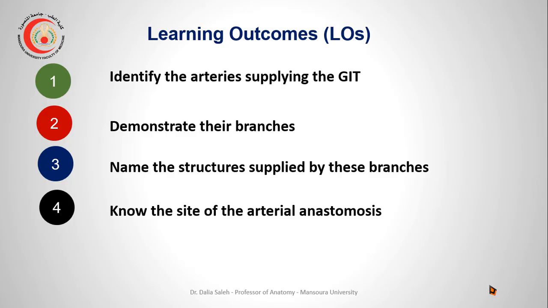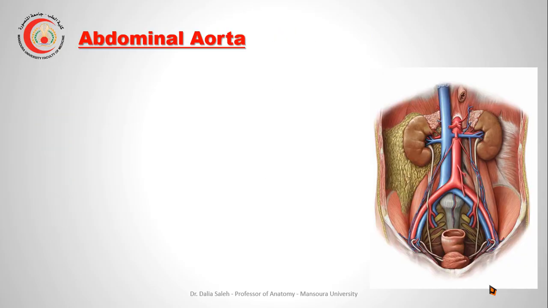The learning outcome of our lecture today will cover the following points. We will discuss and identify the arteries supplying the gastrointestinal tract, demonstrate their branches, and name the structures supplied by these branches. And finally, we will talk a little bit about the sites of arterial anastomosis between these branches. Let's start first with the abdominal aorta, which is the main arterial supply for the gastrointestinal tract.